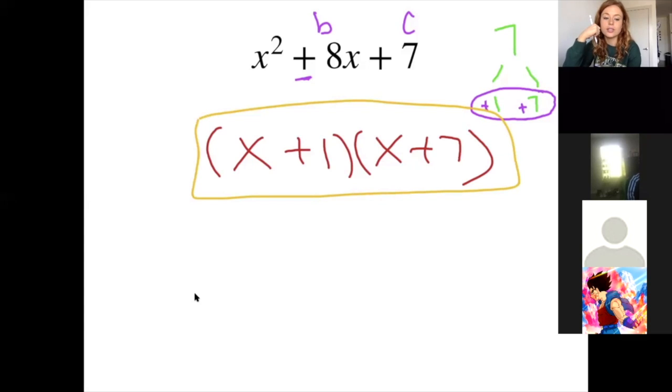Any questions on that? Talk to me in the chat. Questions on this problem? That's literally it. Two numbers that multiply to be 7 and add to be 8. Put them in parentheses. I'm watching the chat. Give you guys a second.